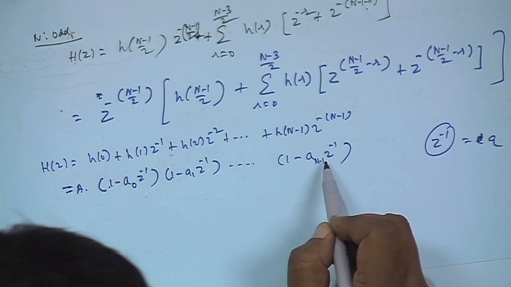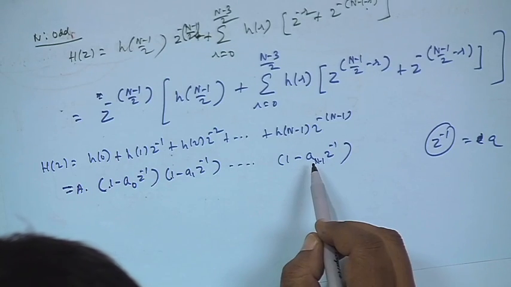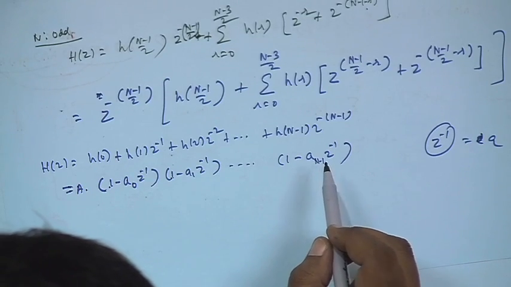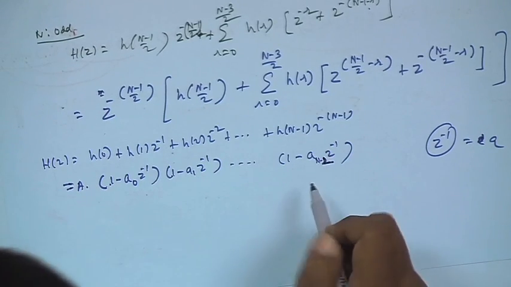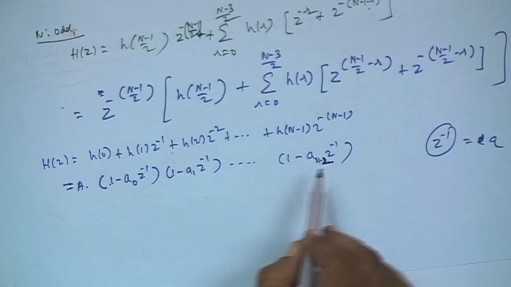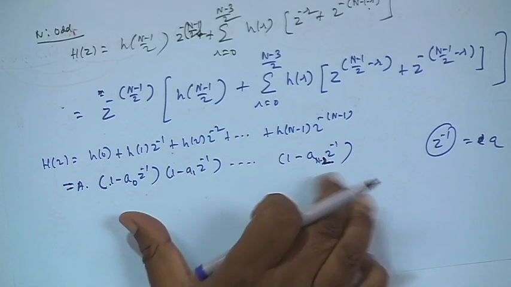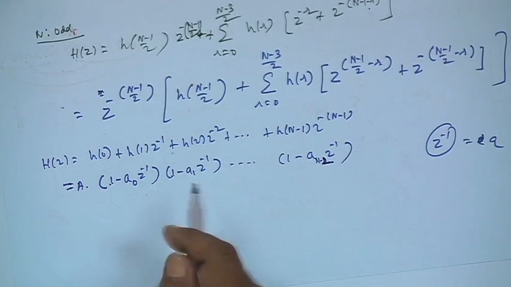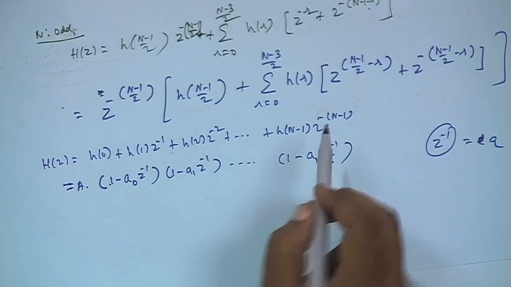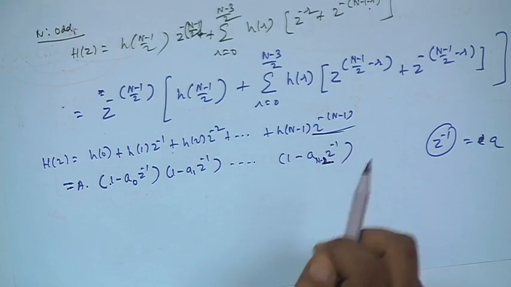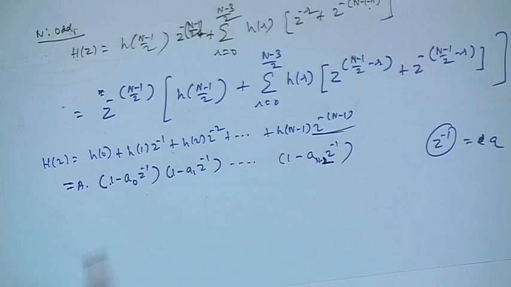Zero, 1, up to n minus 1. So, n terms. Okay, so it should be n minus 2, because 0, 1 up to n minus 2 means total capital N minus 1. So, z inverse, z inverse, z inverse, we multiply up to capital N minus 1 times, then only the leading power gets this. So, it is just that.